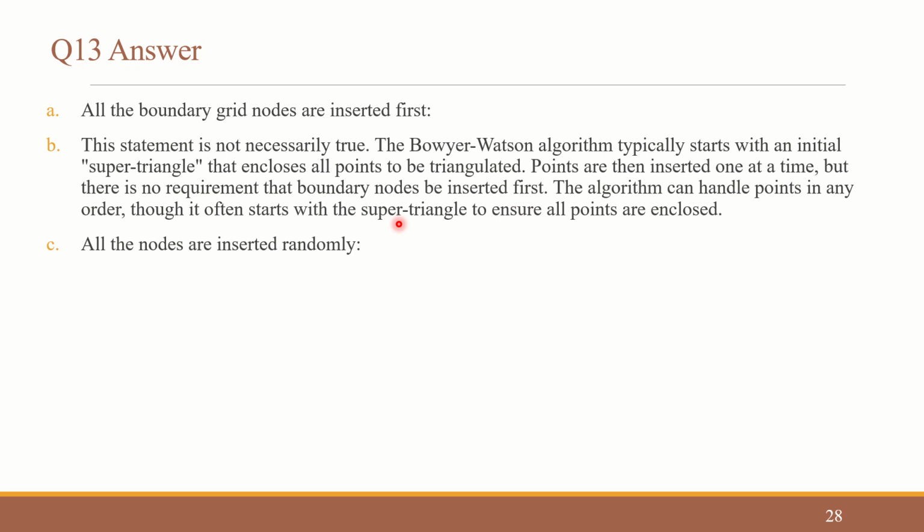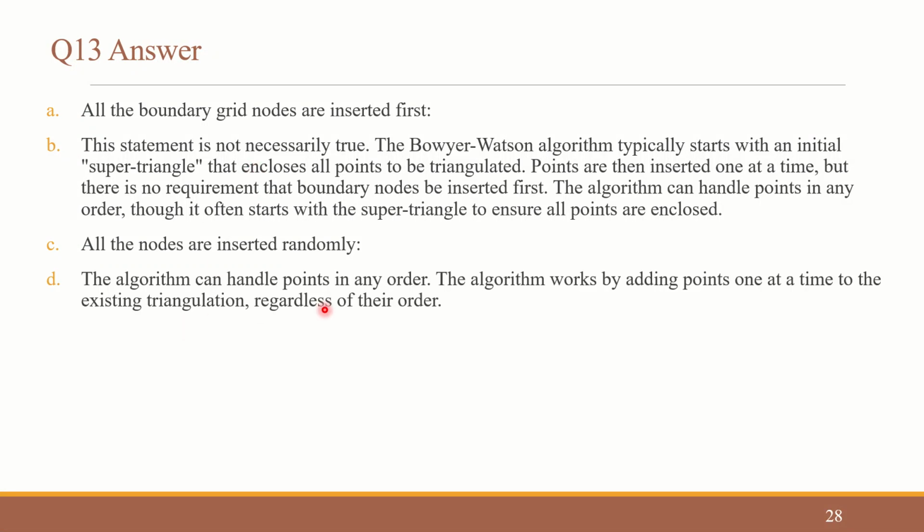Second one, all nodes are inserted randomly. From the first statement itself, we have understood that there is no requirement that the boundary nodes be inserted first, and it can handle any points in any order. So it is insertion in a random order. The algorithm can handle points in any order. It works by adding points one at a time to the existing triangulation regardless of their order.